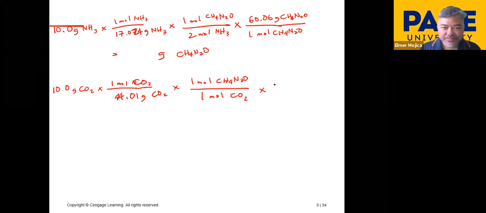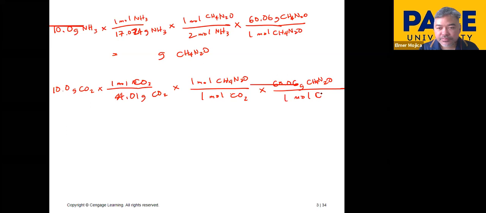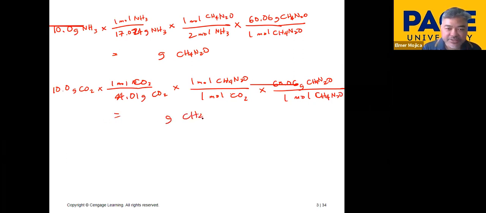And then you have here, for every 1 mole of urea, you have 60.6 grams of CH4N2O. So where did I get the 60.6 grams? That's just the molar mass of urea, and try to get the corresponding urea that you have. So try to solve.